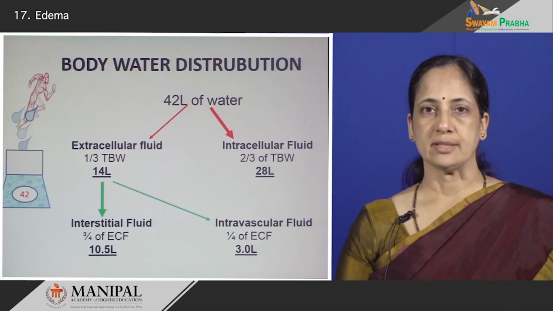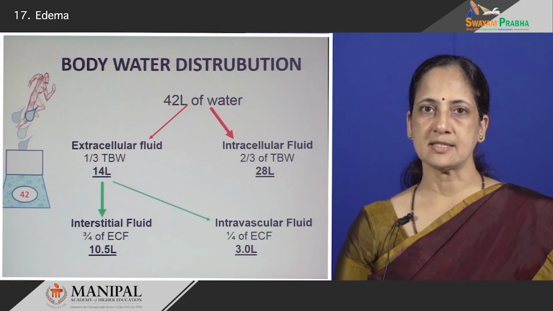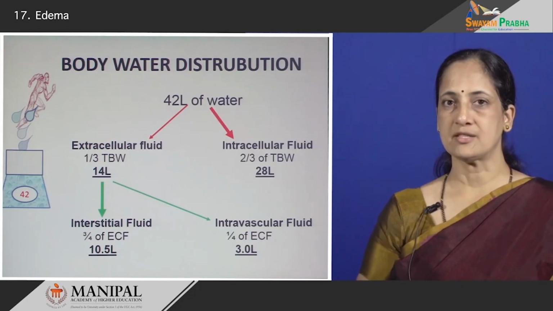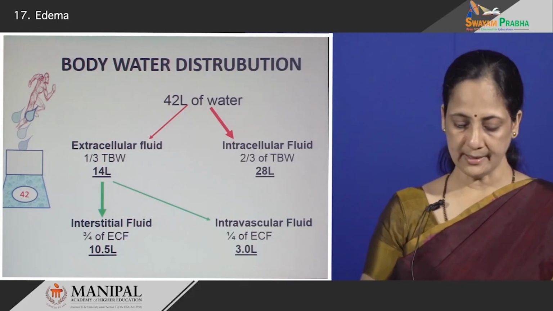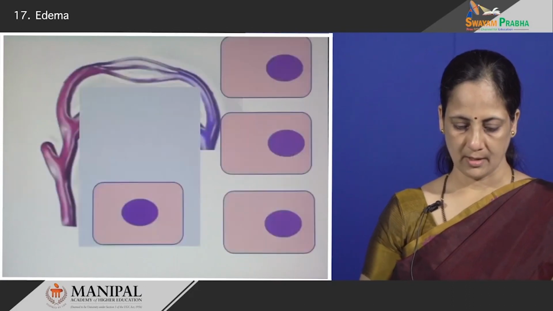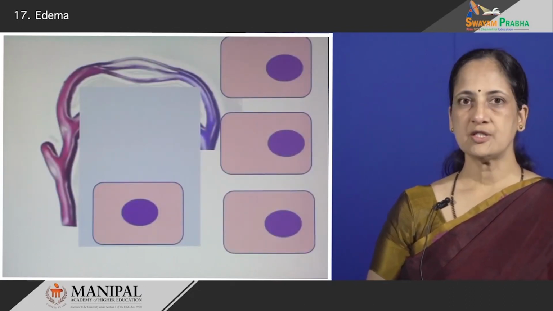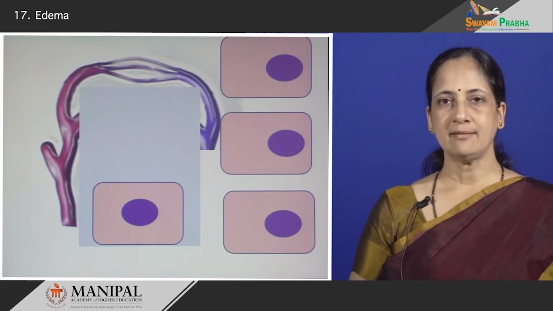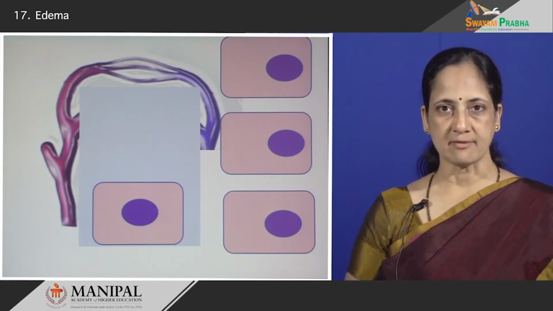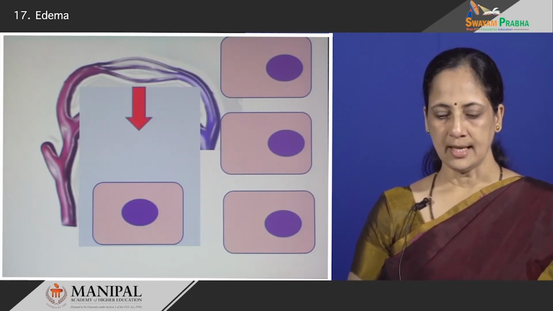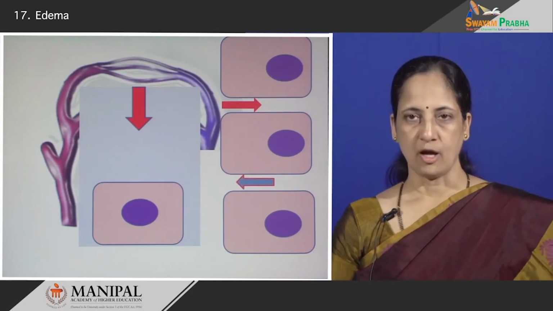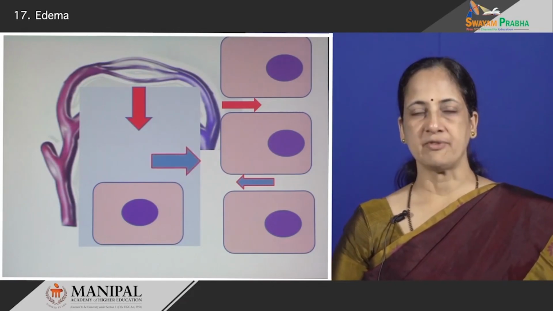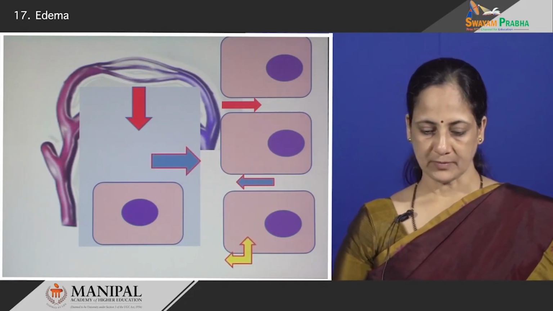10.5 liters of fluid is in the interstitial compartment. This is between the cells. And the intravascular compartment, that is the flowing blood, has about 3 liters of water. In our bodies, there's a constant movement of fluid at the level of the microcirculation between these three compartments, that is the intravascular, the interstitial, and the intracellular compartments. Fluids move out at the microcirculation and move back in at the venous end of the circulation.